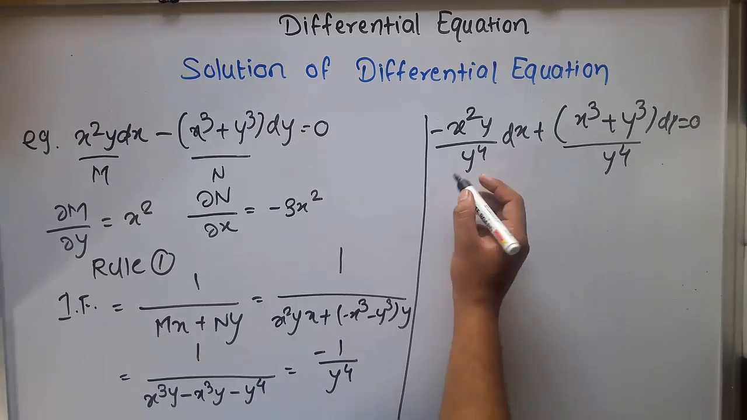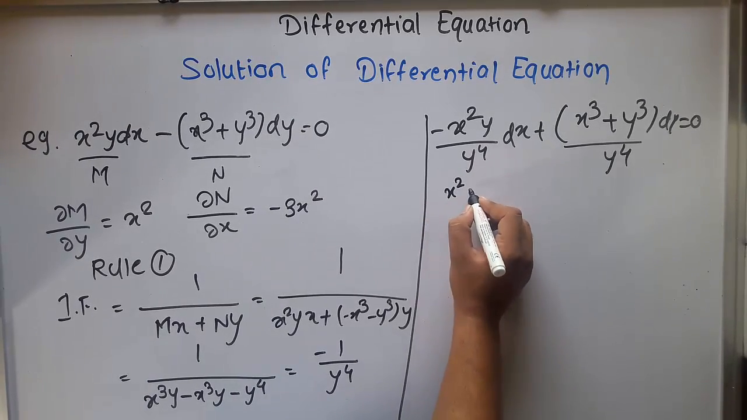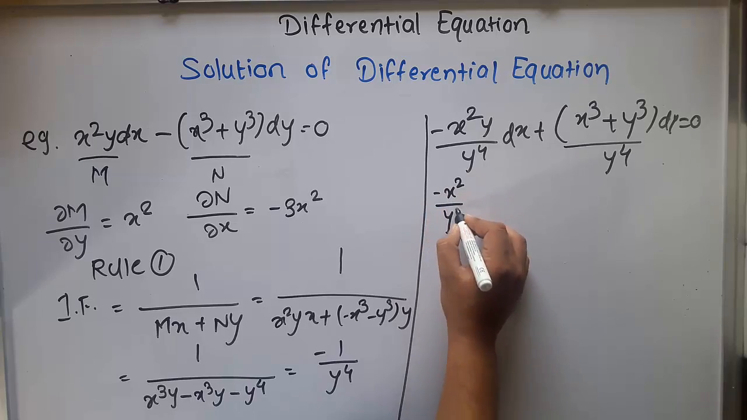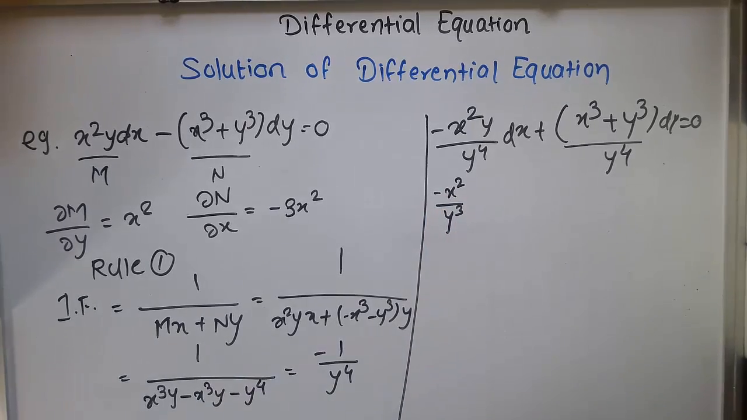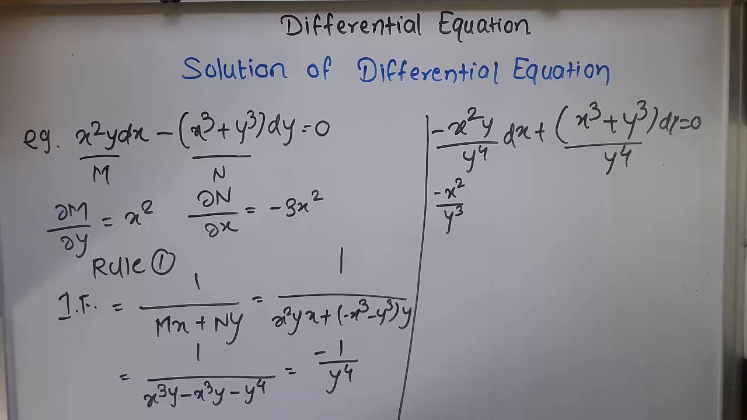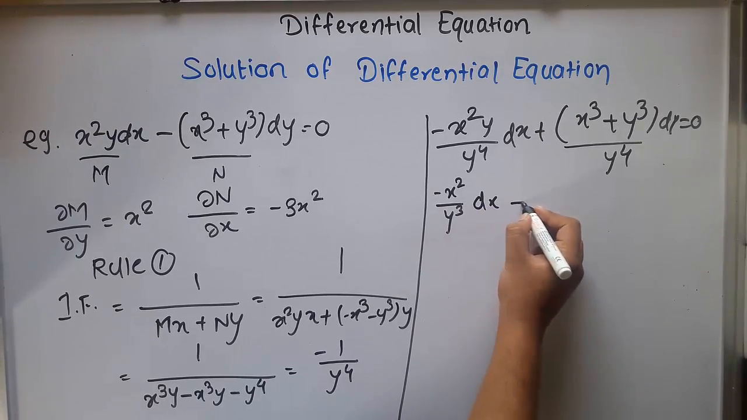So we simplify it, it gives x square upon y cube with a minus sign dx.